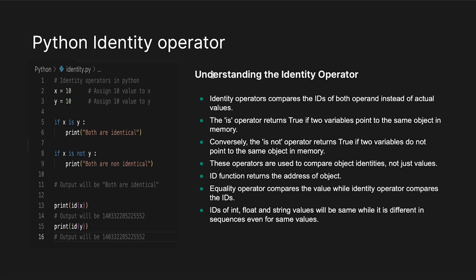When I say it will compare the IDs or the memory addresses of the operands, it means that instead of validating the actual value, it will validate their memory locations. Suppose here I have declared two variables, x is equal to 10 and y is equal to 10. Before using the identity operator, let's understand how Python internally stores this data.